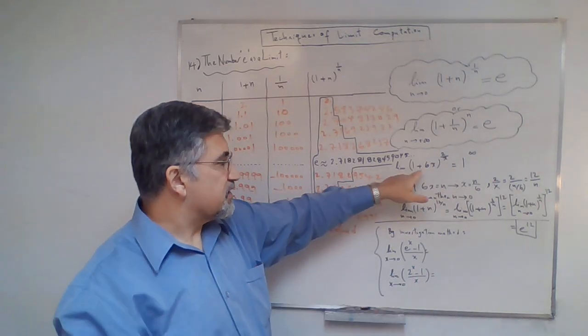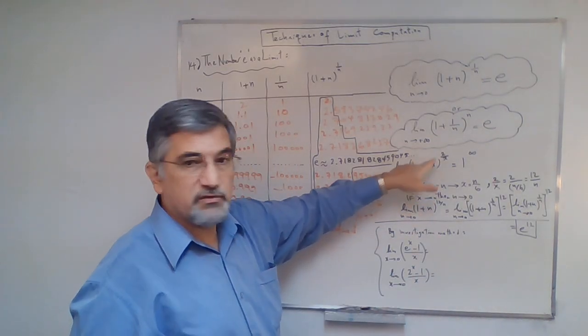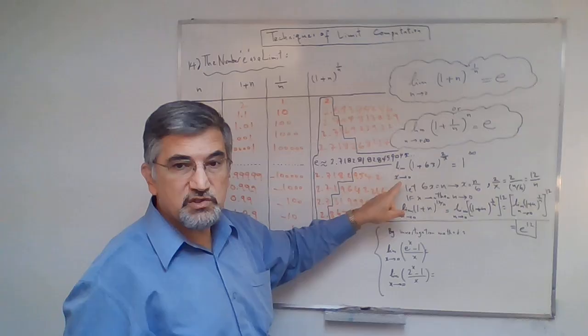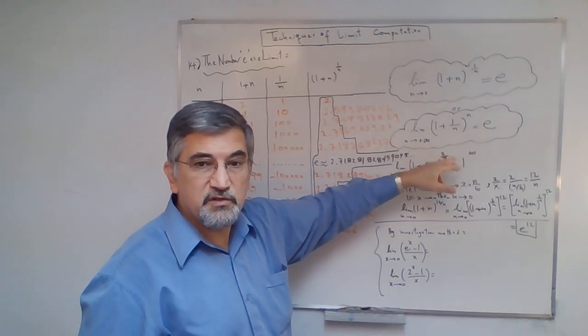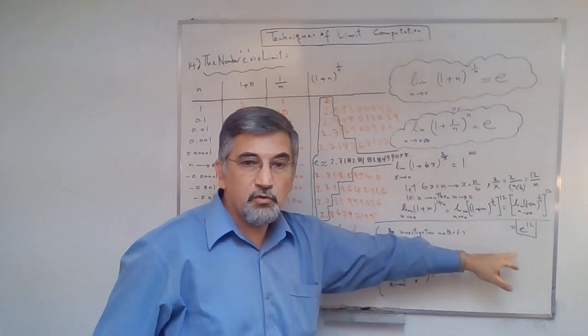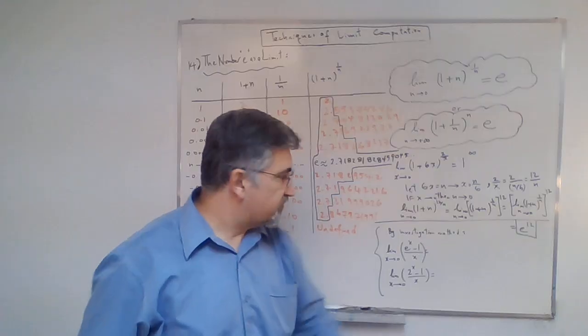Therefore, this limit of 1 plus 6x to the exponent of 2 over x when x approaches 0, which used to be an indeterminate form before, now we know that the answer is e to the exponent of 12.